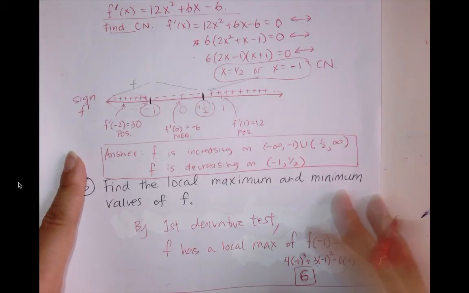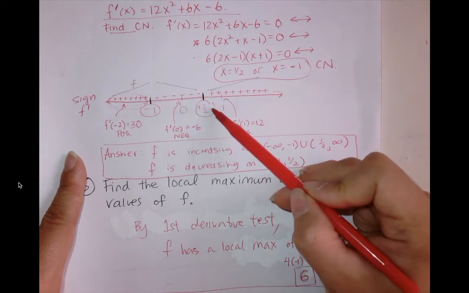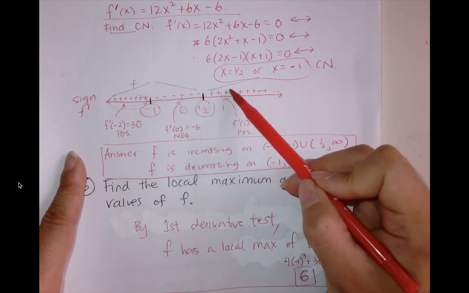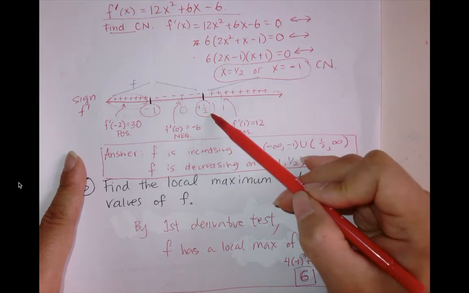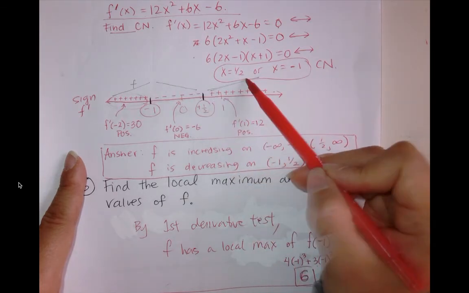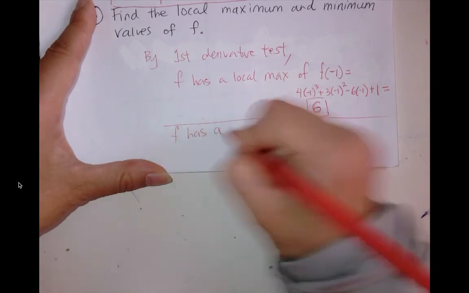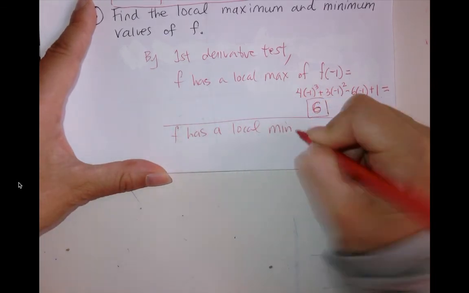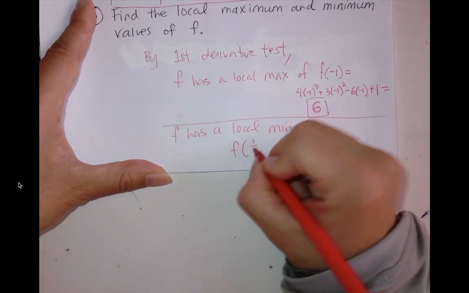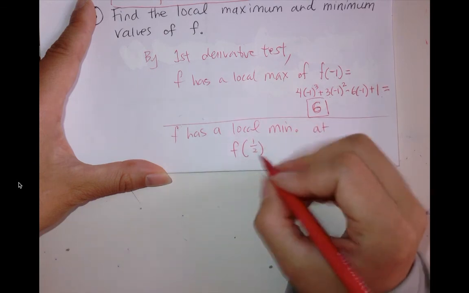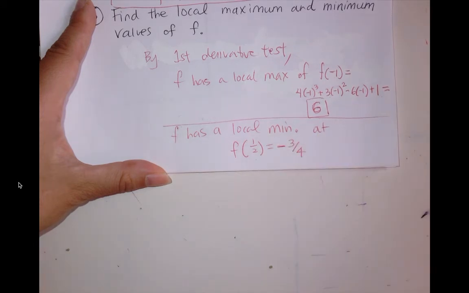Also, by the first derivative test, we know that any critical number at which the sign of f prime changes from negative to positive is going to give us a local minimum at that value. So in other words, f went from decreasing to increasing, so that makes sense. Okay, so f has a local min at f of 1/2, and if you plug that into f, you get -3/4. Remember to plug that into f, not into f prime.